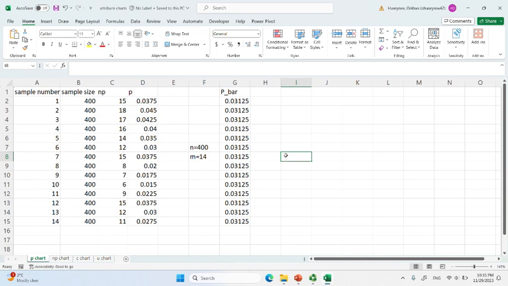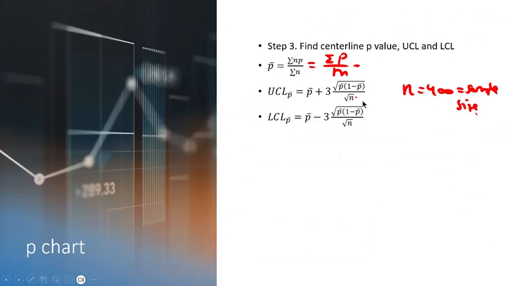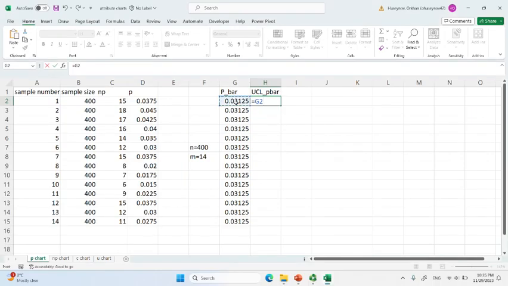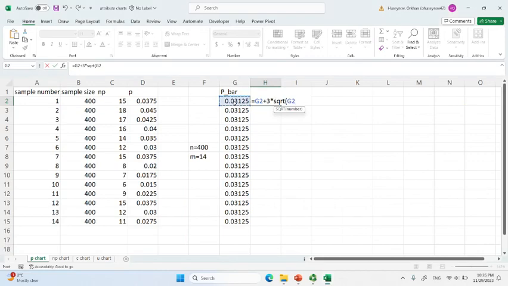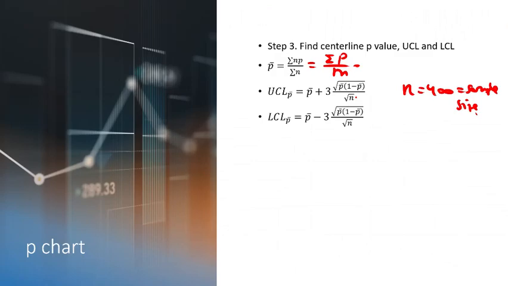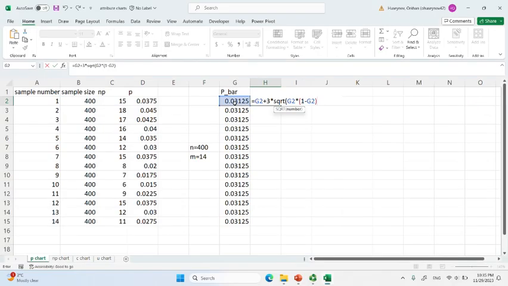Okay, this is the p value, p bar actually. Then I need to look for the upper control limit and then lower control limit. The upper control limit is equal to the p bar, the value here, plus 3 times the square root of p bar, the value here, times 1 minus again this p bar, and then we divide by the square root of n.